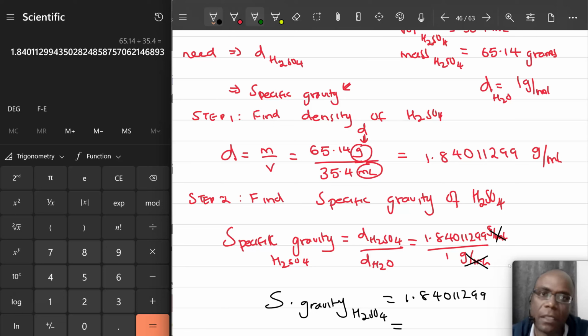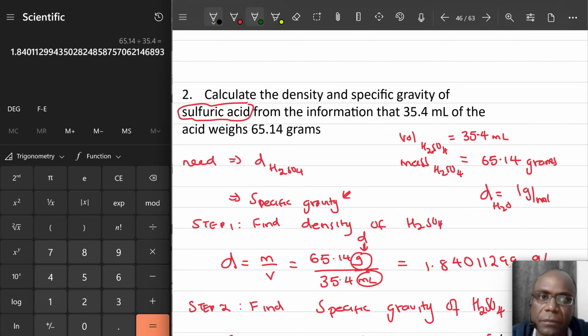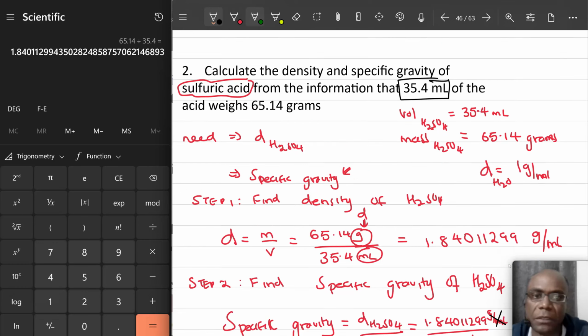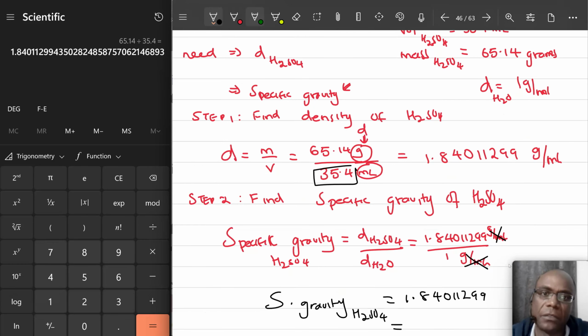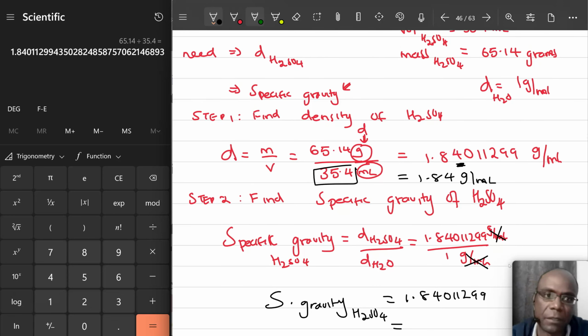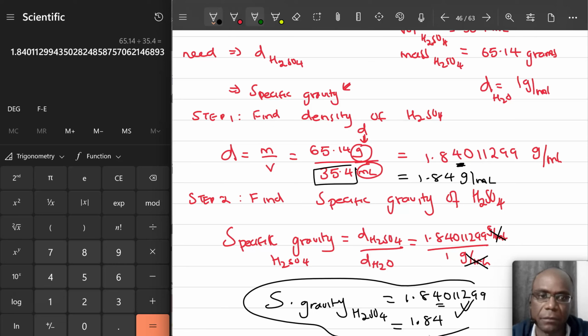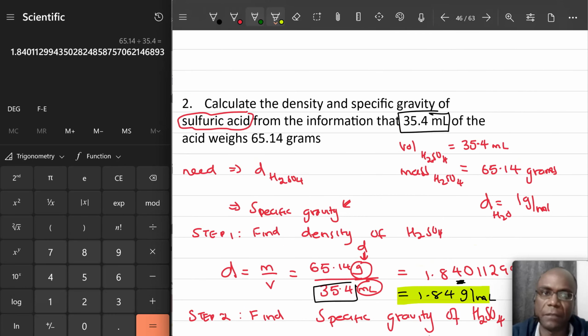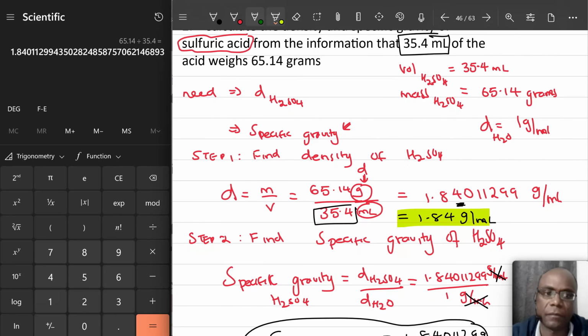1.840112299. To how many significant figures do we report? 3 significant figures, because that's what was used in the first place to find the density. So our reminder here should have been here. We should have reported the density as 1.84 grams per ml, but I kept the mostly unrounded number. So our answer should be the same 3 significant figures for specific gravity. So that's what we need. That's the specific gravity, and this is the density of sulfuric acid using the information given. Practice, practice.